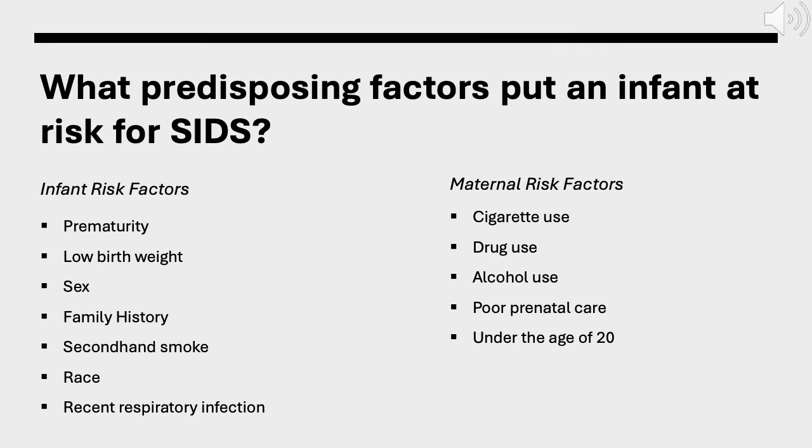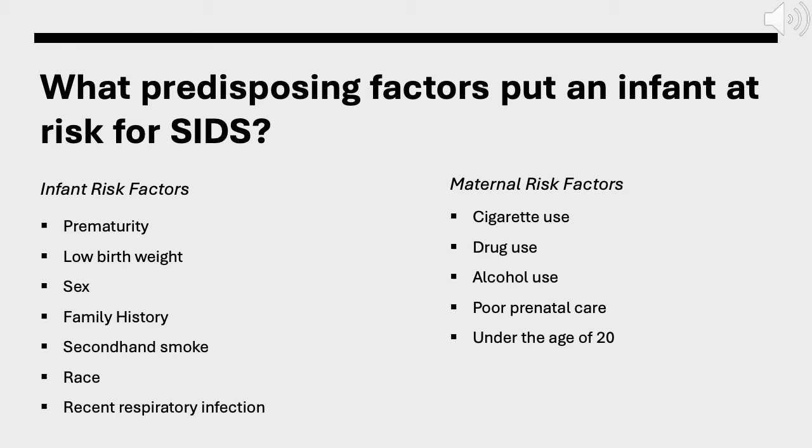There are predisposing factors that put an infant at a higher risk for sudden infant death syndrome. There are infant risk factors and maternal risk factors. It is important to note that there is such a thing as modifiable and non-modifiable risk factors. Modifiable risk factors are related to choices that we make that we can change to reduce the risk for sudden infant death syndrome. Non-modifiable risk factors are more like circumstances that we do not have control over and cannot be changed.